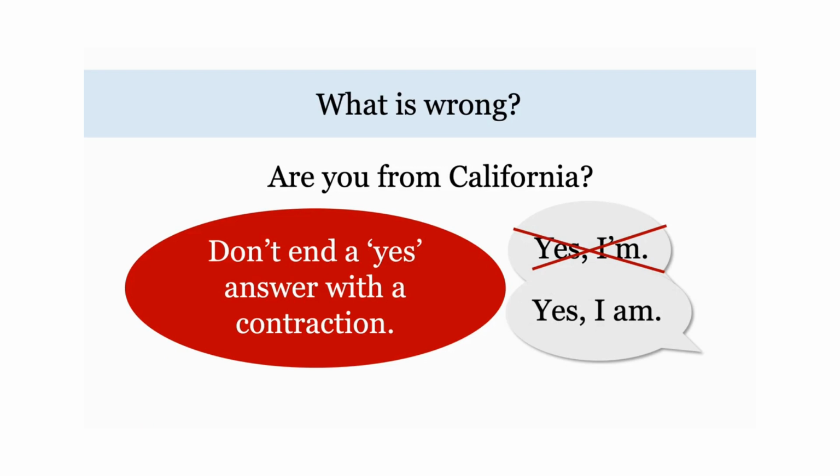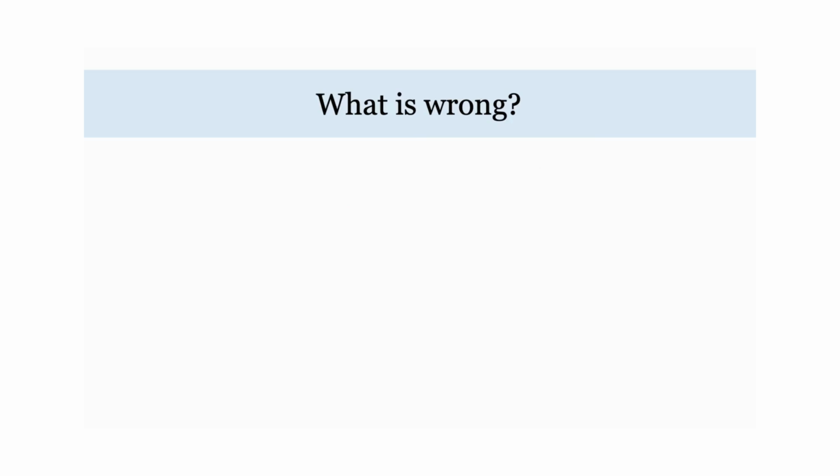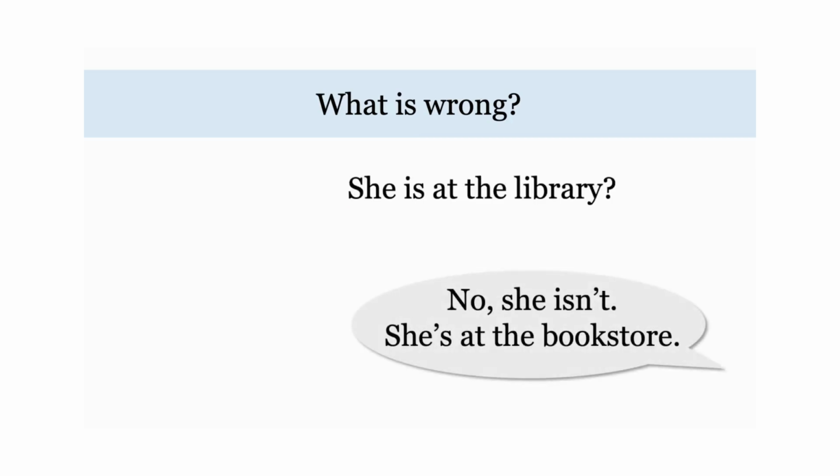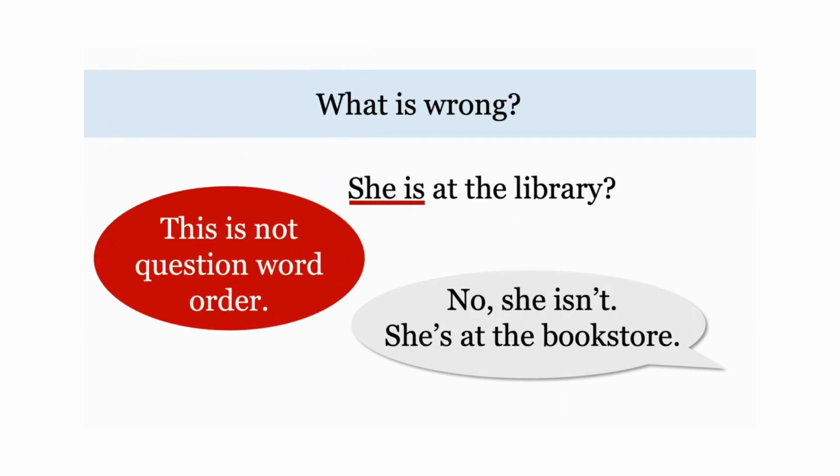One more. What is wrong? She is at the library? No, she isn't. She's at the bookstore. Right here, this is not question word order. So this is incorrect. We have to switch this or reverse the order. Is she at the library? No, she isn't. She's at the bookstore. Okay?